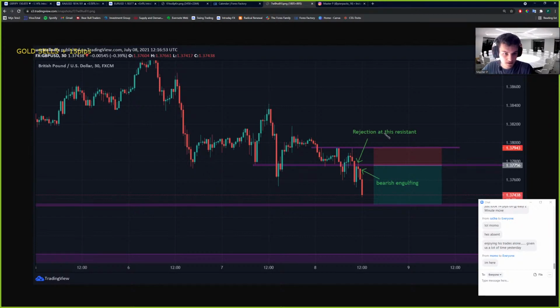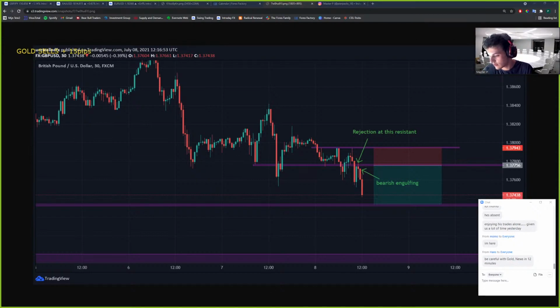This GU 30-minute rejection at this resistance, and bearish engulfing. I'm not quite sure where you see this bearish engulfing candle, but you took a sell. I think you took the sell at this resistance. A pretty good idea is typically to wait for the candle to close in your direction, and then take a sell there with a stop loss above the high, because in this case you took a sell at support and your stop loss is way up here. So the risk to reward is so huge compared to this one, right?